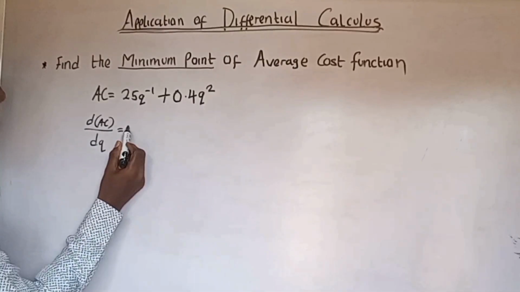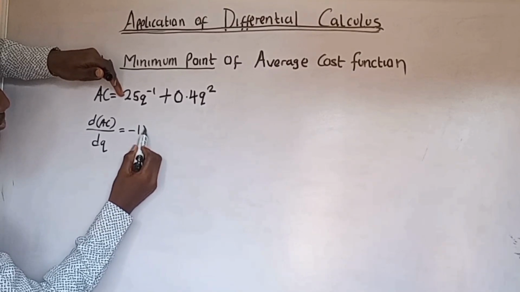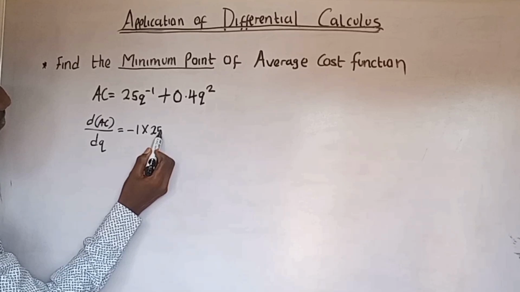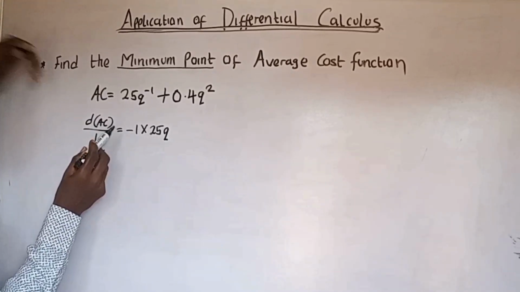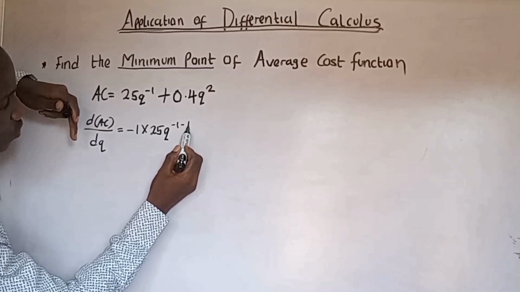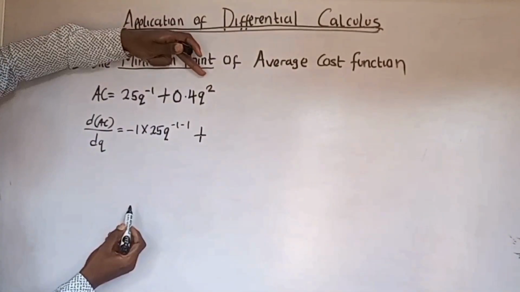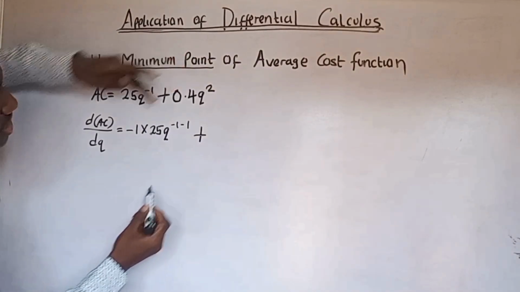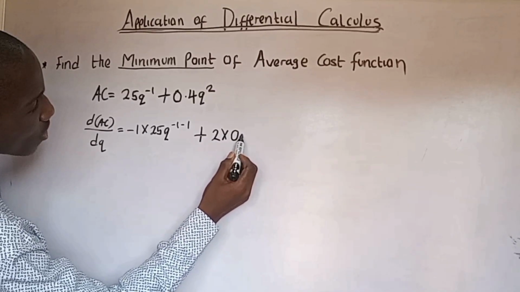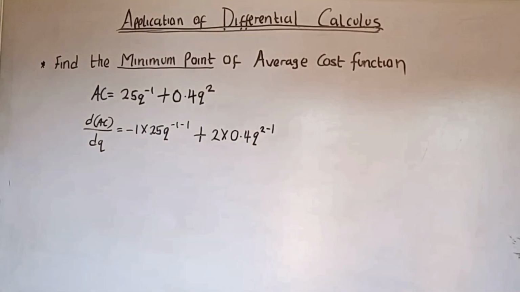now don't forget, in the power rule we take the power and multiply by the coefficient. So I'm going to have minus 1 multiplied by the coefficient, which is 25. So I'm going to have 25q, and the power will reduce by 1, so minus 1 minus 1. Plus this power, we also multiply by the coefficient 0.4. So I'm going to have 2 multiplied by 0.4q raised to the power of 2 minus 1.